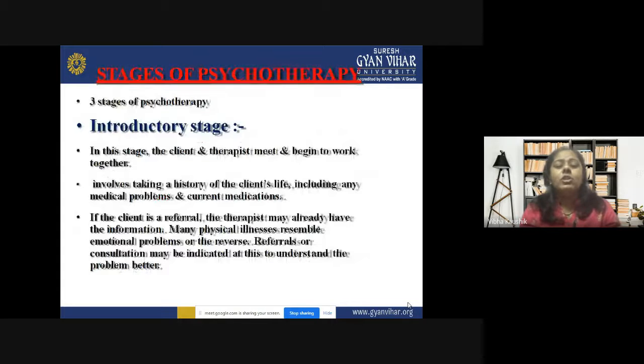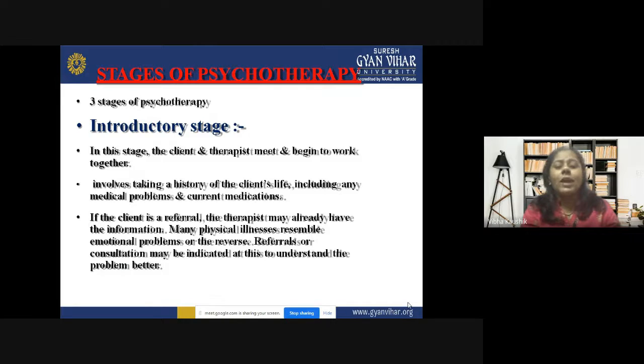Now, the stages of psychotherapy. There are three stages of psychotherapy. The first one is the introductory stage. In this stage, the client and therapist meet and begin to work together. It's the first stage of psychotherapy. In this stage, the client and the therapist meet at a pre-decided venue at a fixed time, and they start working together.